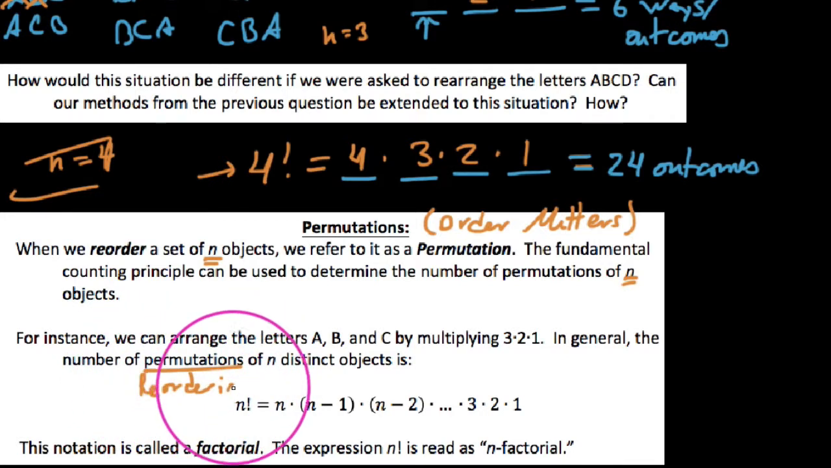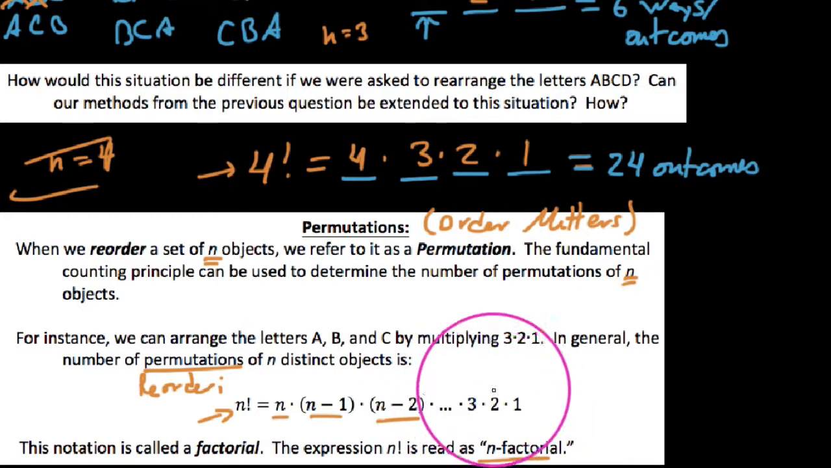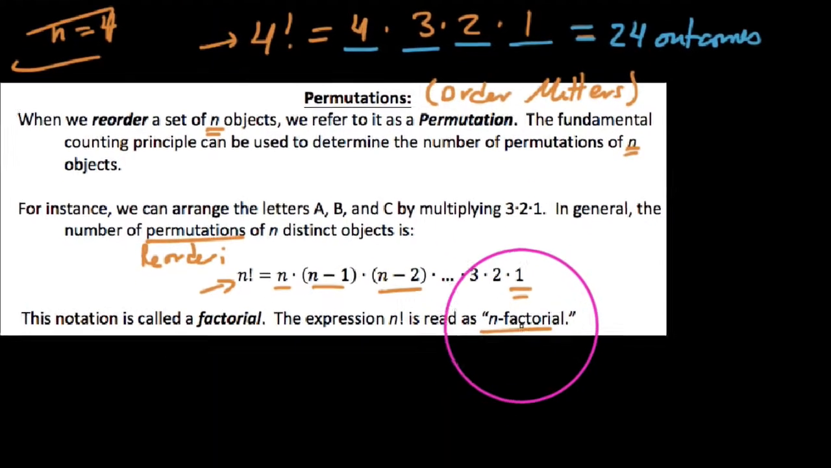We say in general the number of permutations, or reorderings, of n total things is written as n factorial, okay? We read this as n factorial, and n factorial essentially means this: whatever positive integer value I give you here, we'll take n times one less than n, times two less than n, and keep doing this pattern until you get all the way down to 1, okay?